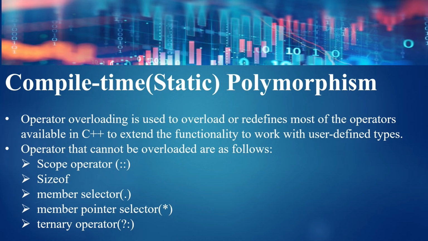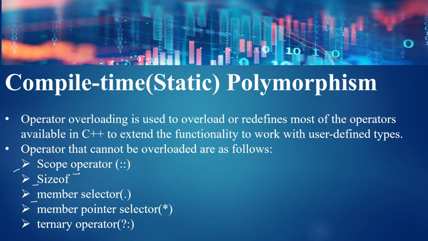So what are these? First is your scope operator. When you're using the scope operator, you use it with your class name and you want to refer to some member of the class. At that time you use your scope operator, so you cannot override the functionality of this one. Then your sizeof operator, because sizeof operator is also used by your class, so you cannot overload the sizeof operator. Then your member selector.